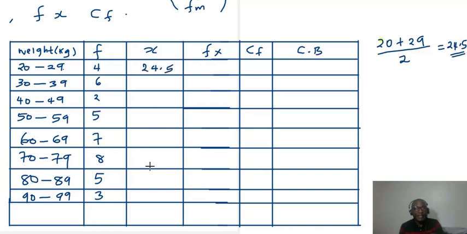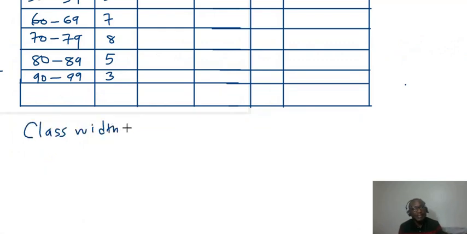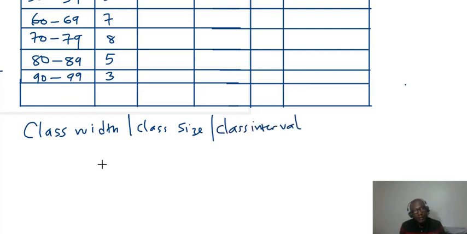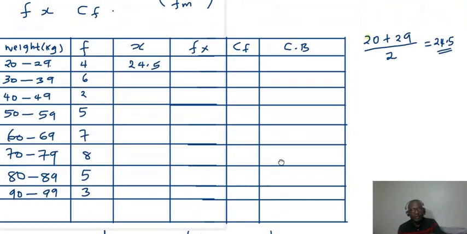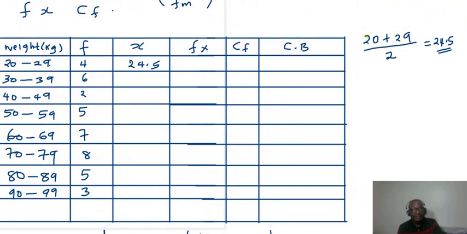24.5. Now to get the rest of these other values, provided our class width here is uniform, they can be got easily by using the class width. But how do we find the class width? Class width, which is the same as class size, which is the same as class interval, capital C, is equal to the upper class boundary minus the lower class boundary, right? So our task here is now getting the class boundaries.